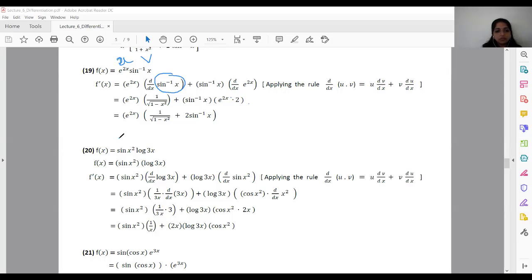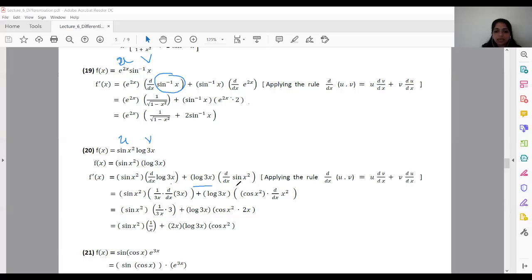Similarly, for example number 20, here our u is sin x square and v is log 3x. So u, sin x square, keep it same, the derivative of log 3x, plus log 3x and the derivative of sin x square. Sin x square, keep it same, and the derivative of log 3x is 1 upon 3x, and by applying chain rule, d by dx of 3x is 3. Log 3x, keep it same.